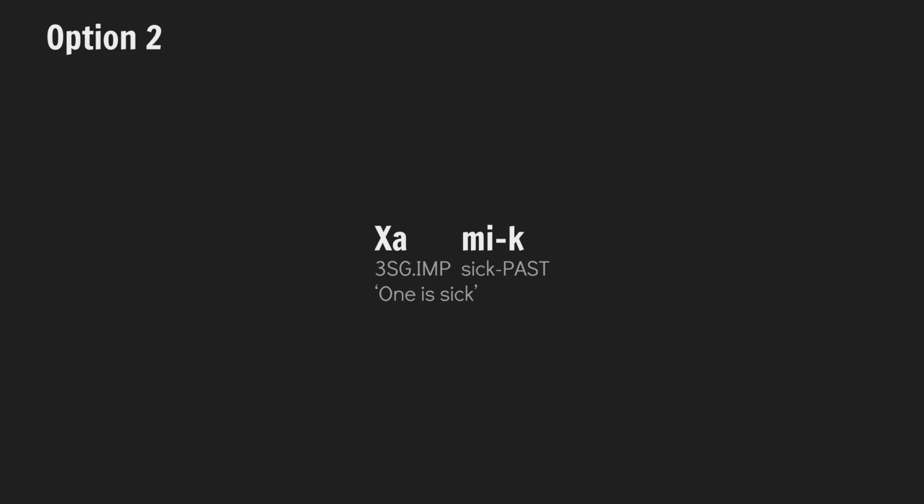Option 2 is to create a distinct impersonal form. Again, think "one" in English. A good idea here would be to derive your impersonal forms from words relating to people or groups. "Cha meek", one is sick. "Chano" is man. "Cha" is one.